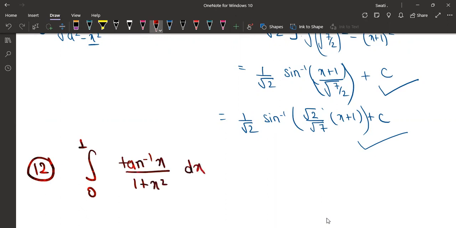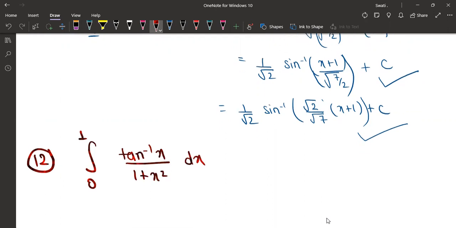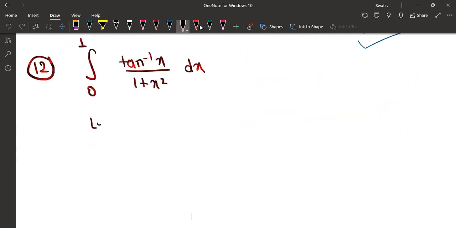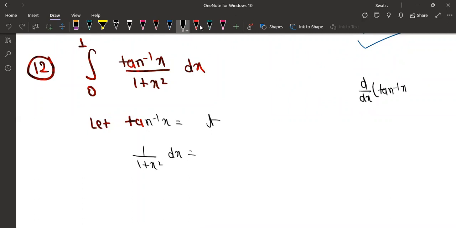Okay, now to solve this particular question, I'm going to substitute something here. I'm going to substitute this tan inverse x with t, so let's do that. Let tan inverse x equal t. Now if I take the derivative on both sides, the derivative of tan inverse x is 1 upon 1 plus x square dx. This is by formula. Remember, there is a formula for the derivative of tan inverse x, that is 1 upon 1 plus x square. And this is dt, right?